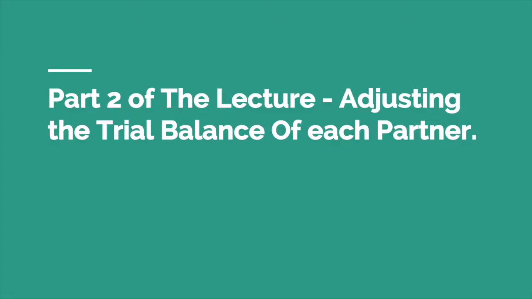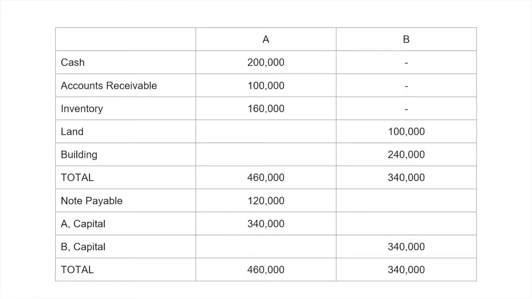So for part two, the adjusting trial balance of each partner will be explained to you by my partner, James Estrada. Hello, I am James Brian D. Estrada, and I'm here to explain to you part 2 of the partnership formation, which is the adjusting trial balance of each partner. As you can see, the table is composed of the contribution of each partner, which is partner A and partner B.